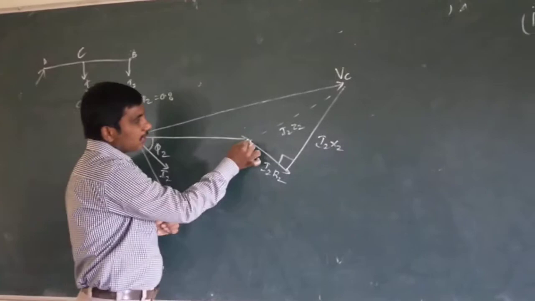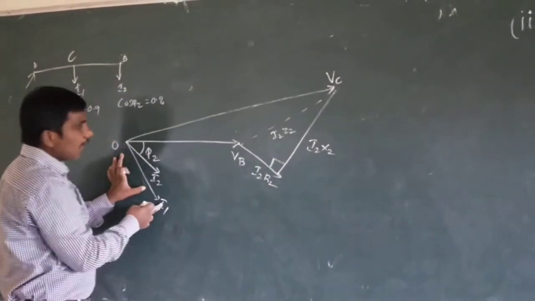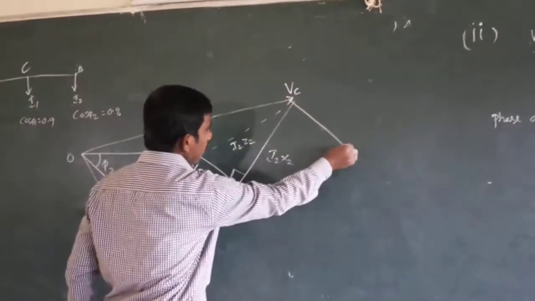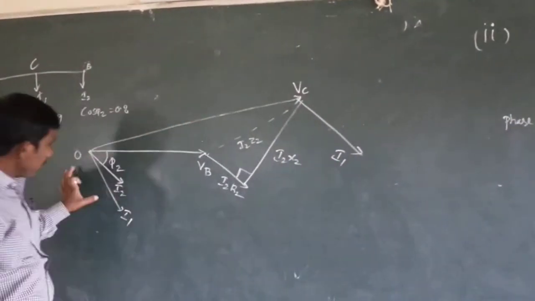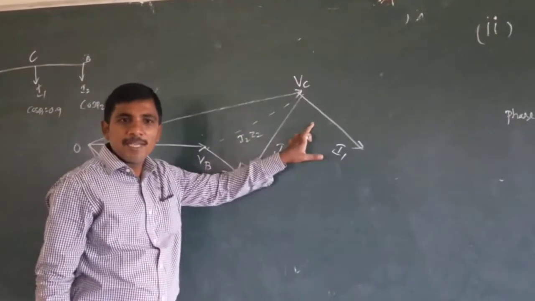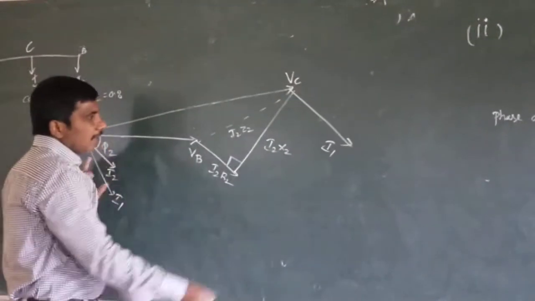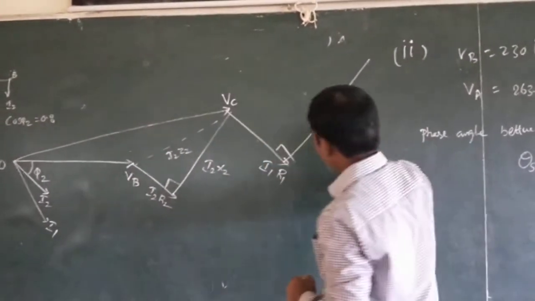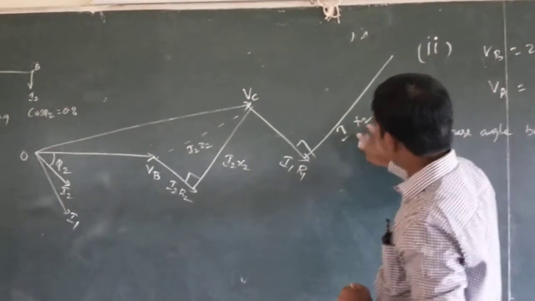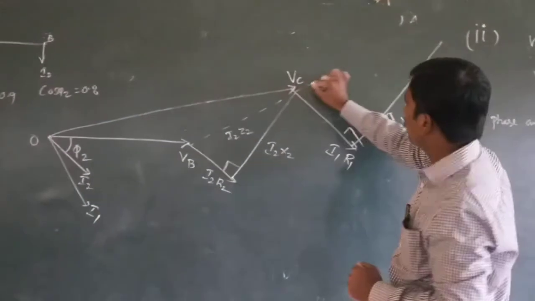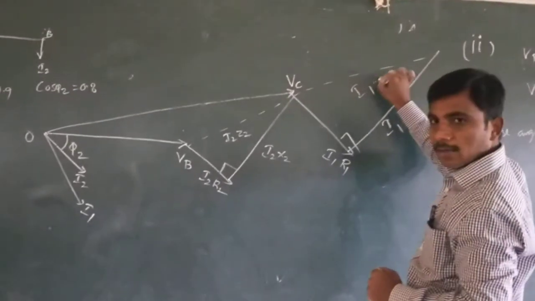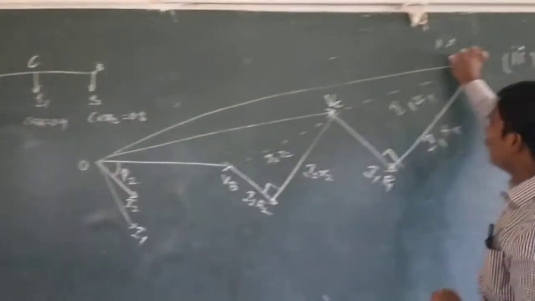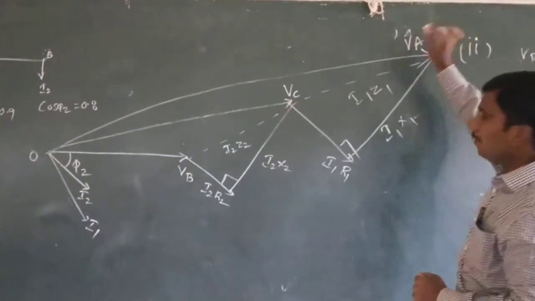Now parallel to this, the I1R1 drop will be there. It is a parallel line to the current I1. The resistance drop will be in phase with the current, that is I1R1. Now if you draw 90 degrees to this, it is the reactance drop I1X1. If you join this and this, you get I1Z1. If you join this and this, what do you get? This vector is the sending end voltage VA.